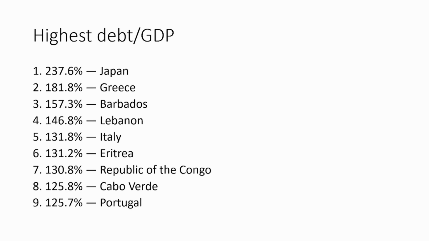Portugal, another developed country, has 125%, a very high percentage of debt to GDP. But there are also some other not so rich countries, for example Congo, Eritrea, Barbados, and Lebanon, that are highly debt-ridden, which is not good for them.